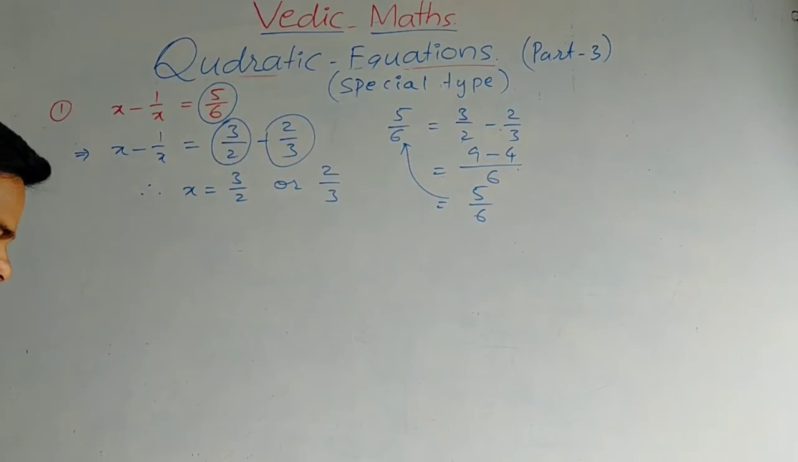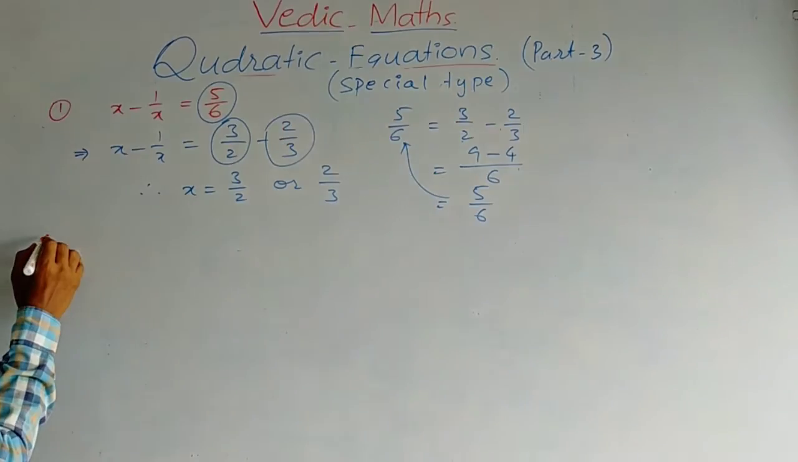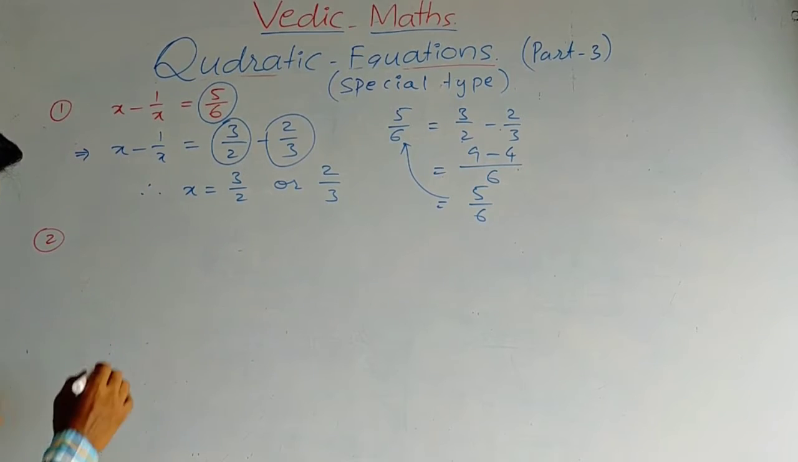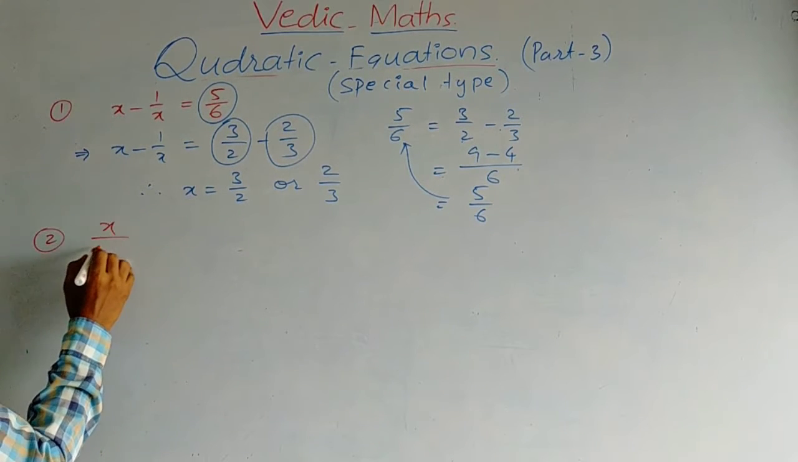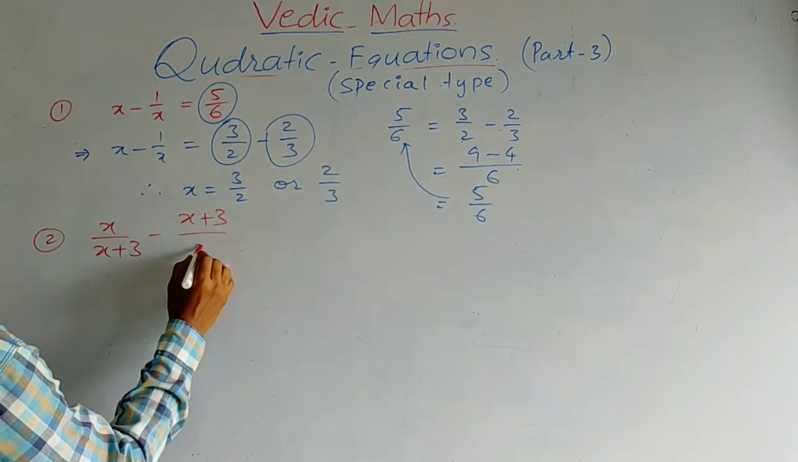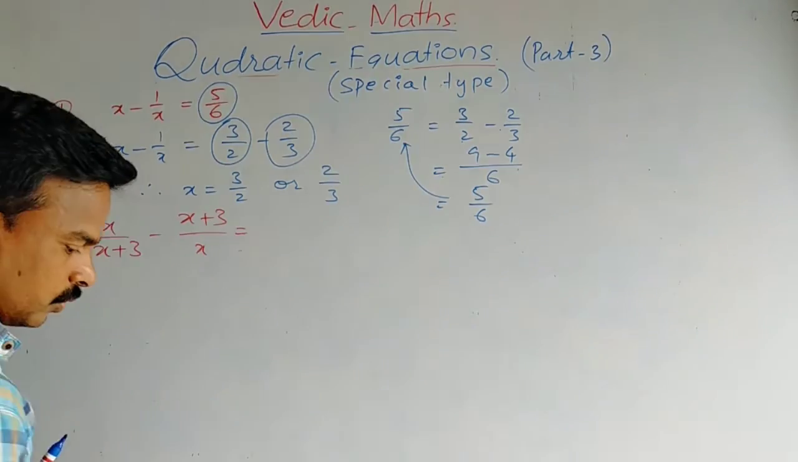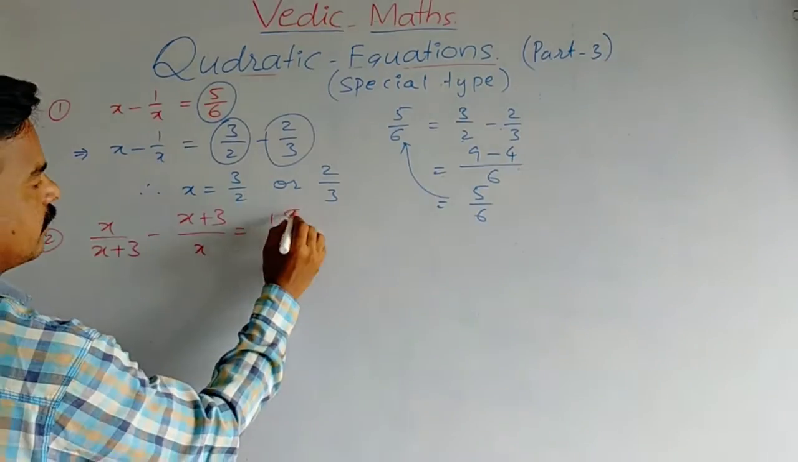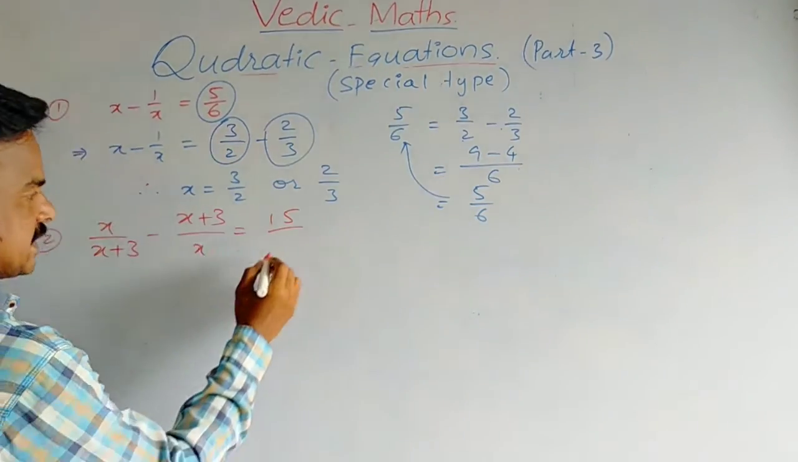And let us take one more example: x by x plus 3 minus x plus 3 by x is equal to 15 by 56.